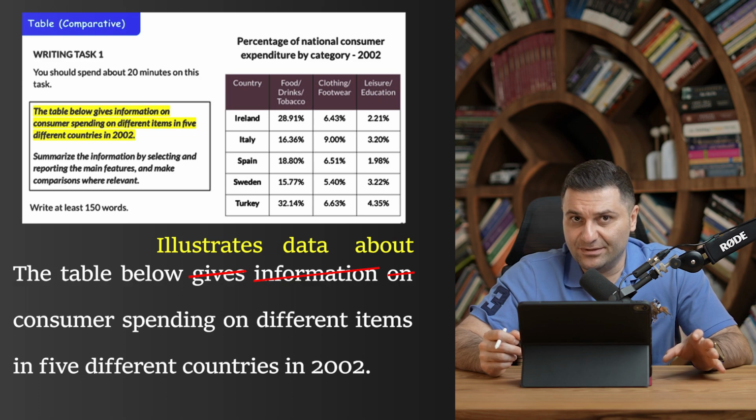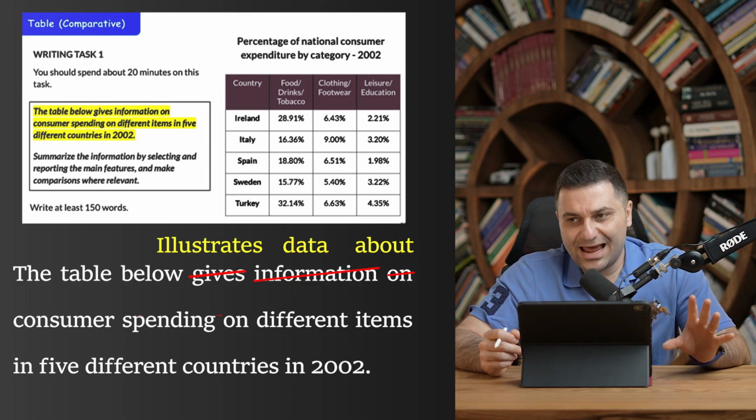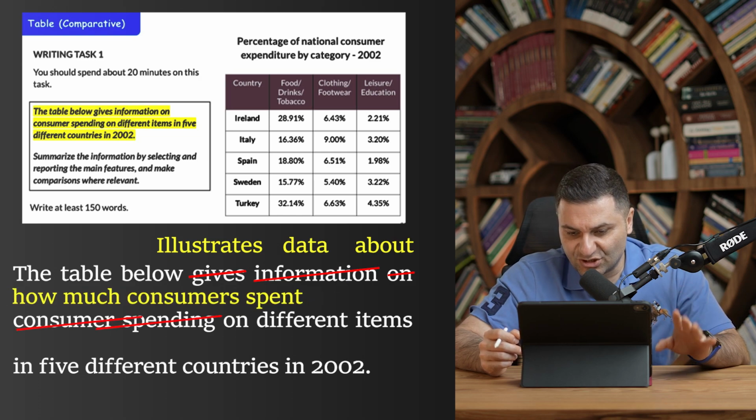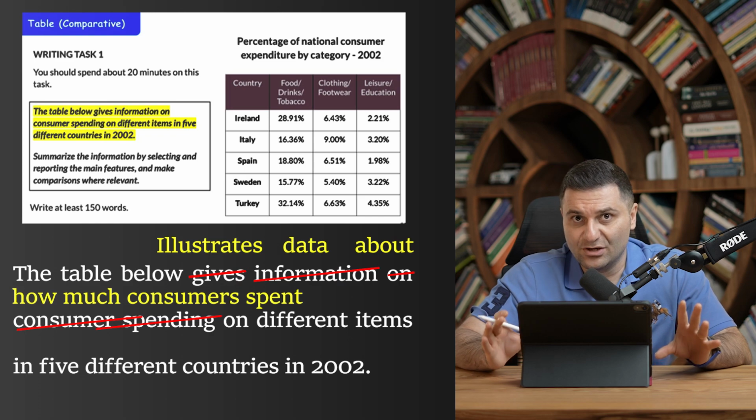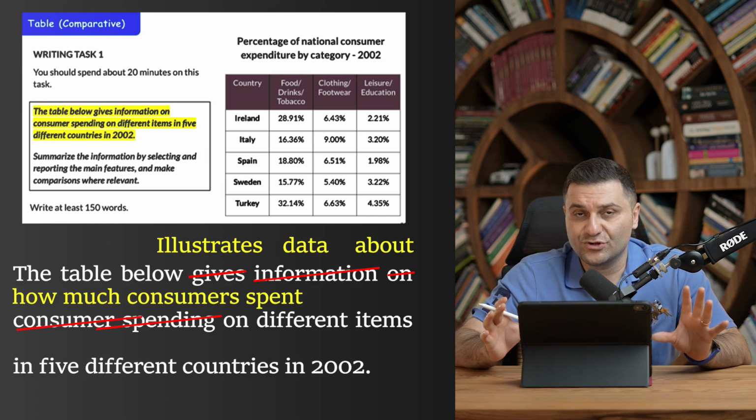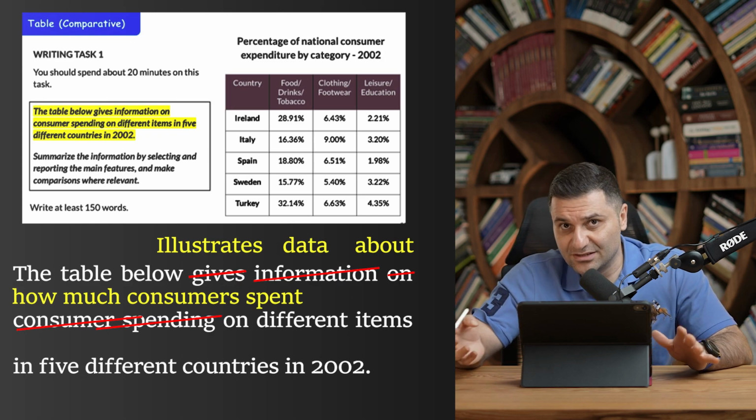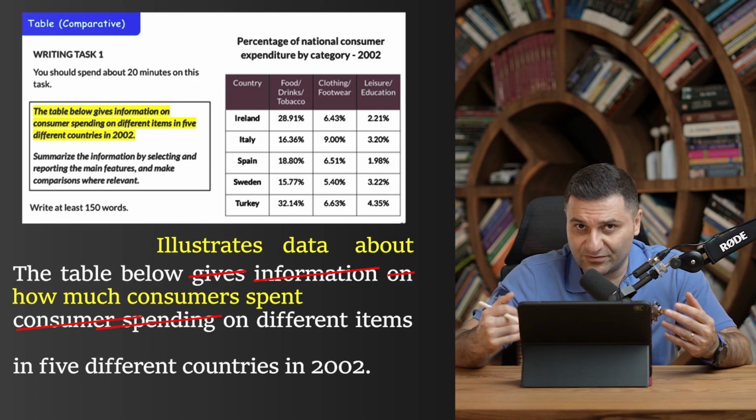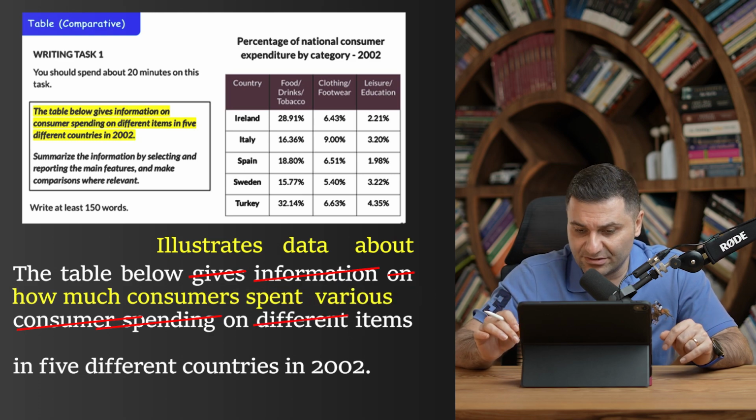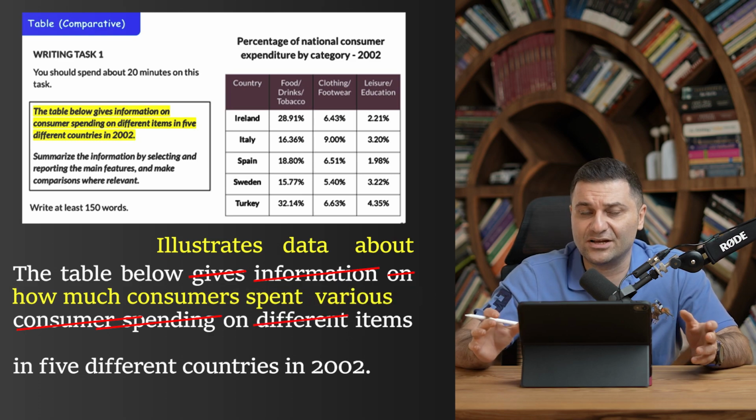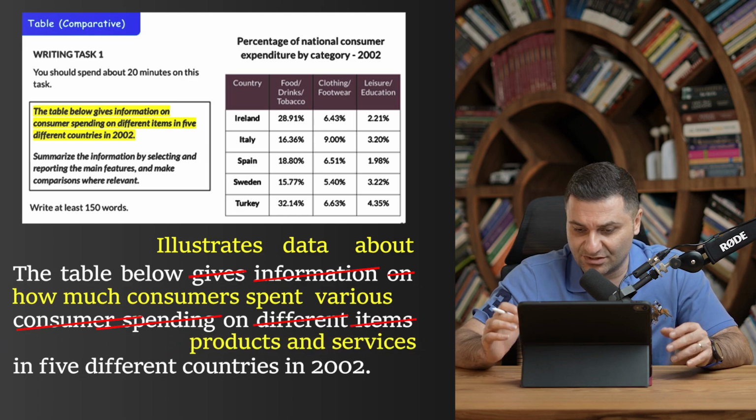On, instead of on, we can use about. Computer spending. So computer spending, how can we change it? We can say how much consumers spend, all right? So instead of consumer spending, we can write how much consumers spend. It has the same meaning. However, we've changed the structure a little bit. On different, instead of different, we can write various items. Instead of items, we can write products and services.